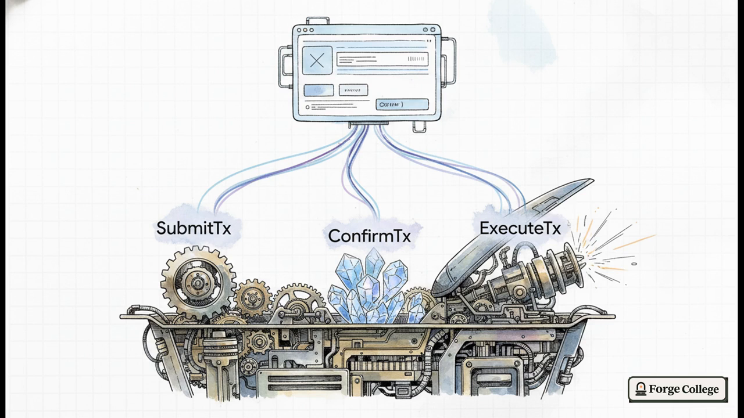Finally, the execute transaction function fires when the threshold is hit, triggering the actual state change. So, your UI is really simply a mirror, reflecting these exact contract functions in friendly human-readable terms.